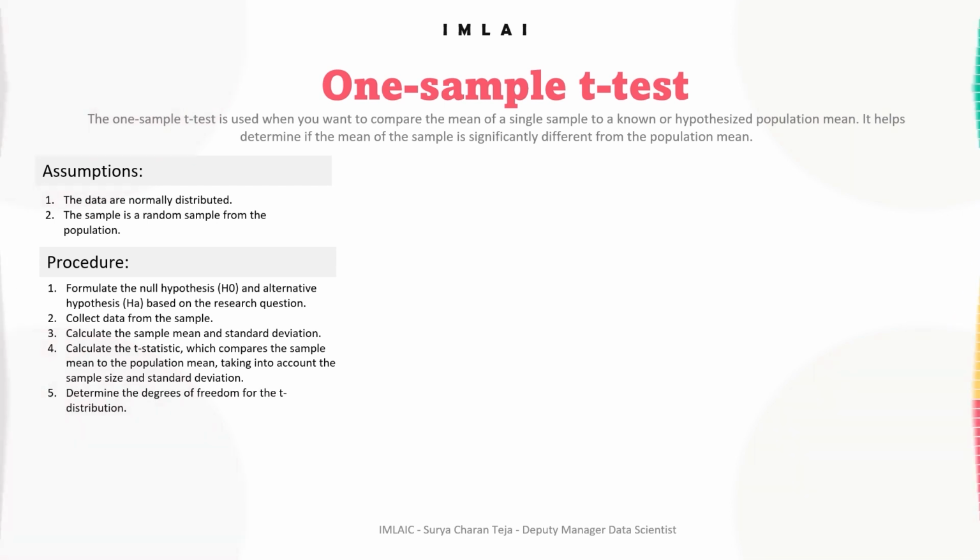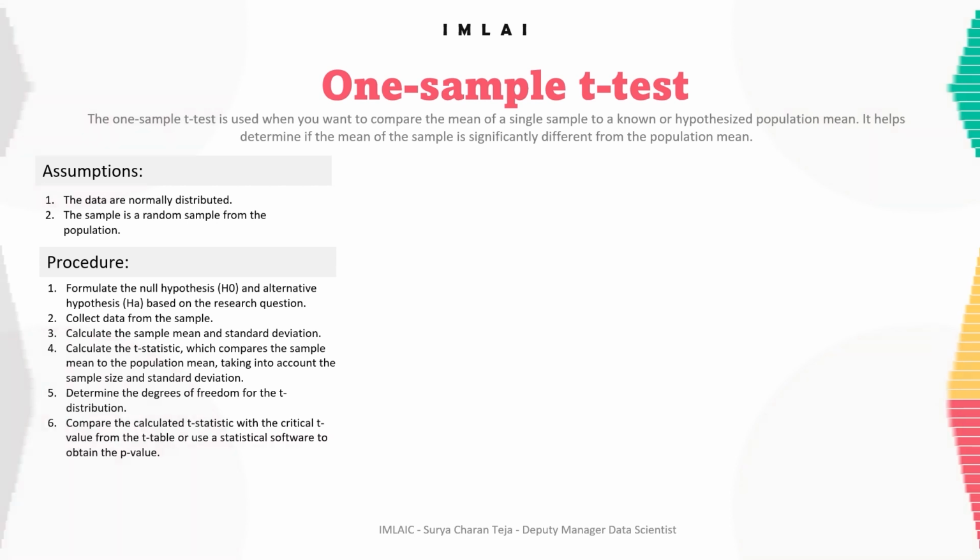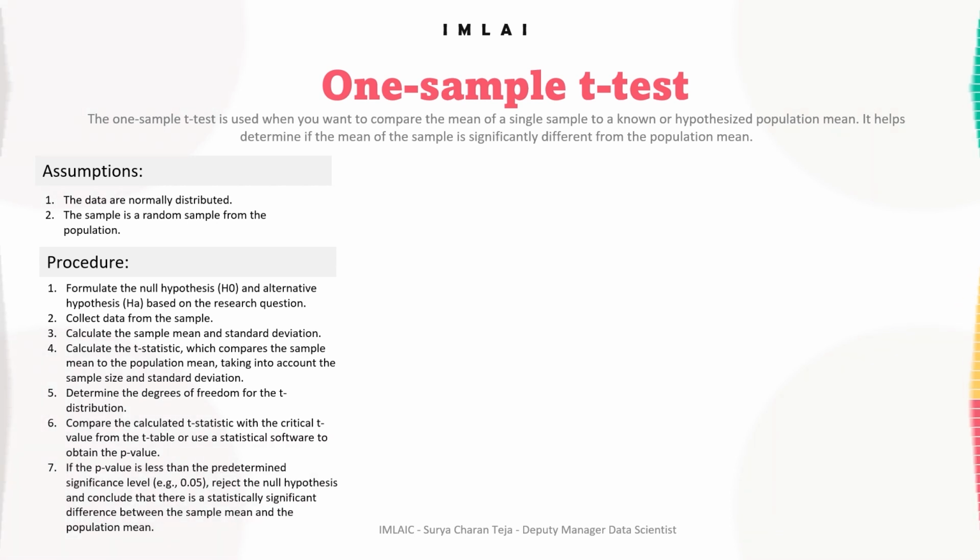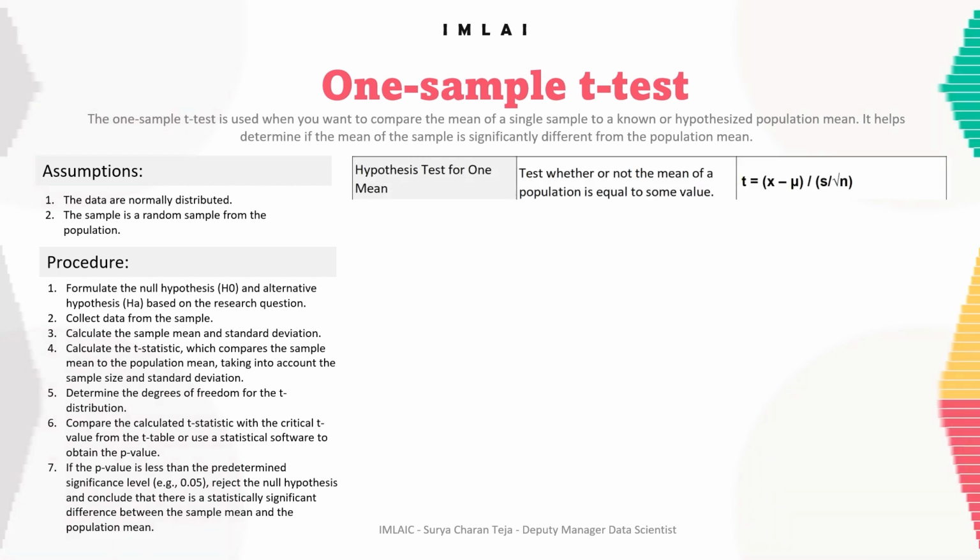Then compare the calculated t statistic with the critical t value from the t table, or use statistical software to obtain the p value. If the p value is less than the predetermined significance level, which is 0.05, then reject the null hypothesis and conclude that there is a statistically significant difference between the sample mean and the population mean. So this is how we calculate.